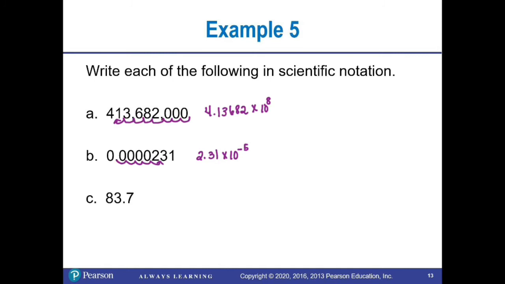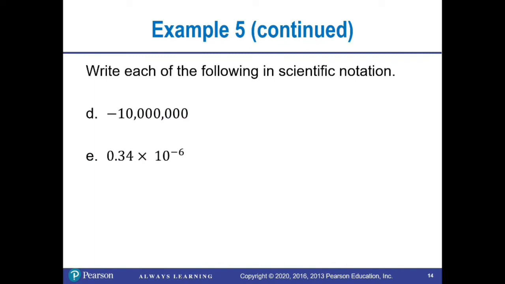Look at part C. We have 83.7. I need a number between 1 and 10, so that would be 8.37. I'm going to multiply by a power of 10. My power of 10 here is positive because my number is greater than 1. How many times did I have to move the decimal place so that it was after the 8? I only moved it 1 time, and so my power of 10 here is 1.